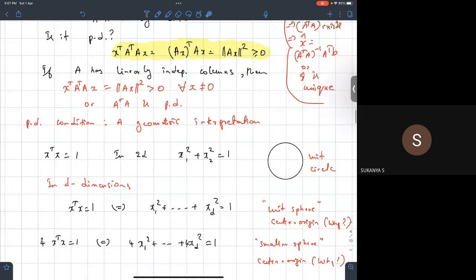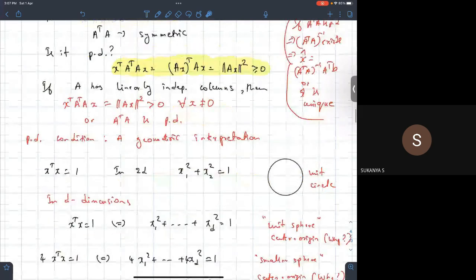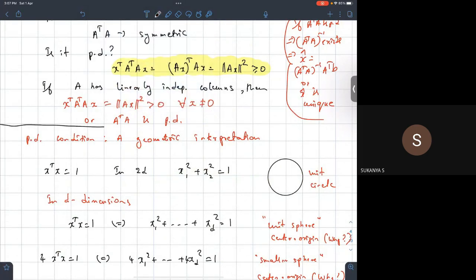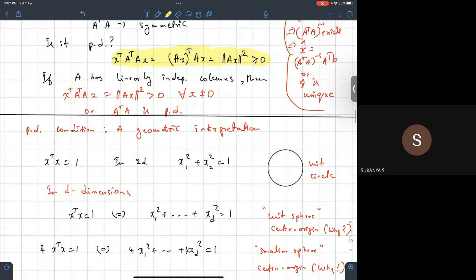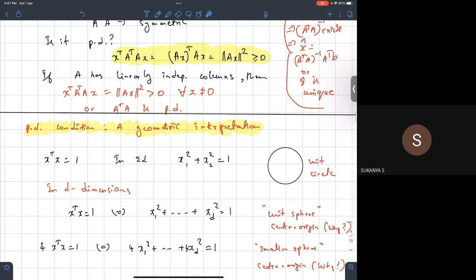Thanks. So let's try to understand this positive definiteness using some geometry. I want to understand where the geometry is coming in. So let's start very simple. This x transpose x equals 1. If I take a simple 2D case, that's the equation of a circle: x1 square plus x2 square equals 1. That's the equation of a unit circle. Now if I extend this to d dimensions, I will get the equation of a unit sphere.